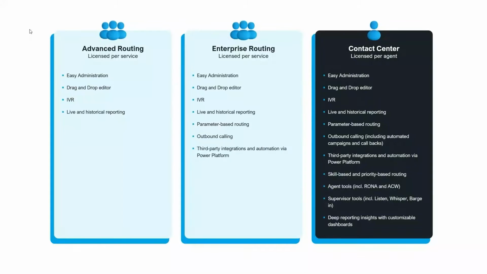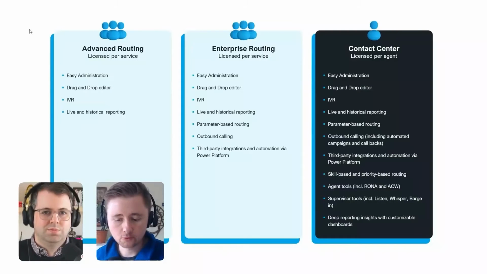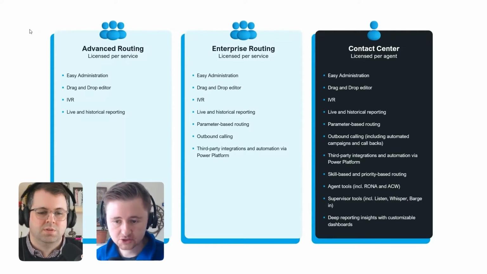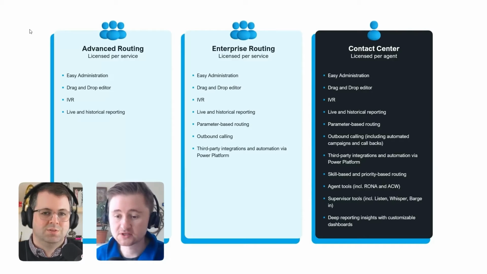I thought a good starting point would be to have a really quick recap of what we've already got out there. So we have advanced and enterprise routing. So these are our informal contact center modules. And we've got that quite unique pricing model here with a license per service. So that essentially means you can license the group of users rather than licensing every individual user. With those, we get some really nice live and historical dashboards. We get some really nice workflow editing tools, so we can add announcements, IVRs. We can do some parameter routing.